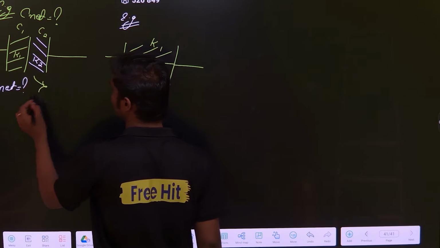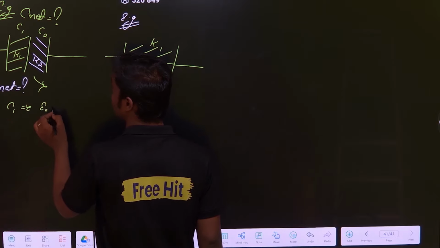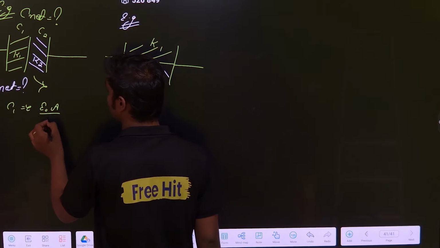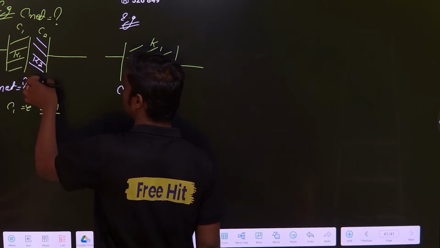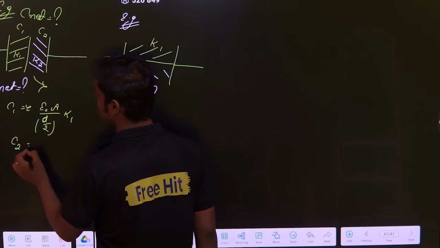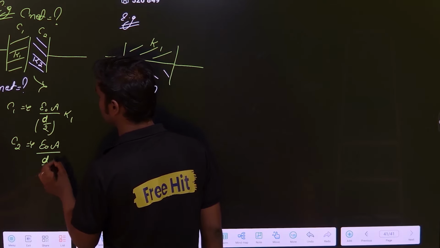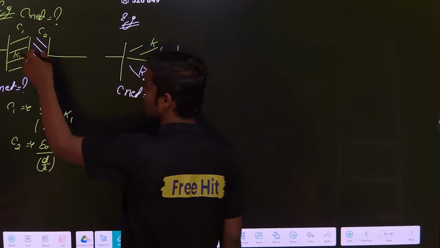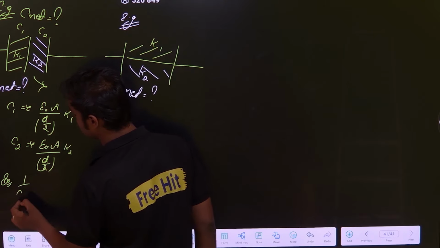So what is C1? I will write. The C1 is very simple. It is epsilon naught A, where A is area, and D by 2. Correct? This is D total, D is D by 2, D by 2, into K1. Then C2 is epsilon naught A, D by 2, into K2. And they both are connected in series. So what is my C equivalent?